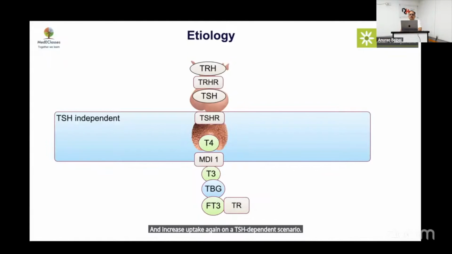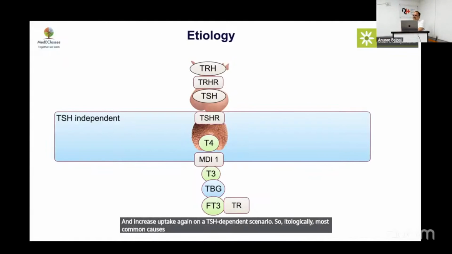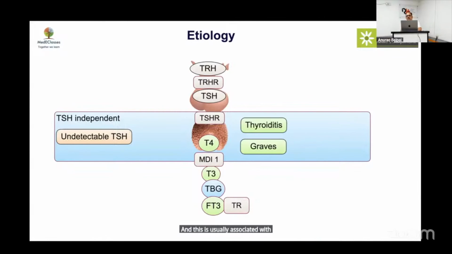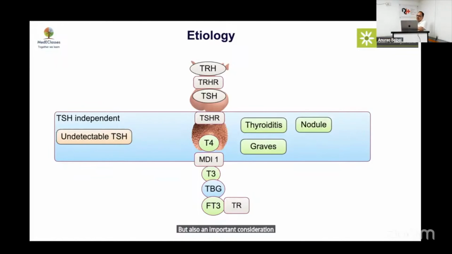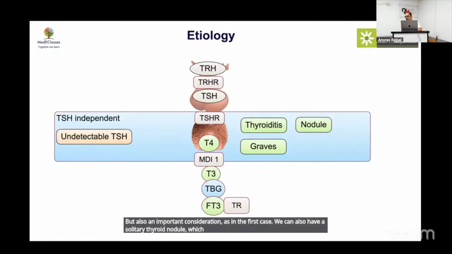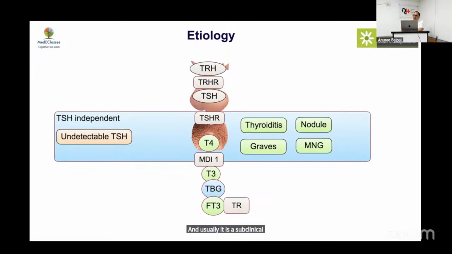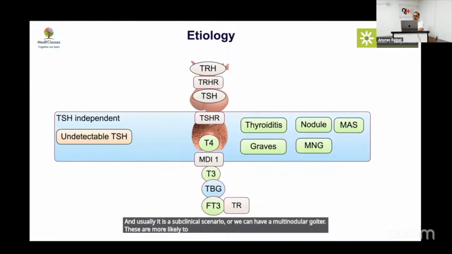So etiologically, the most common cause is TSH independent, and this is usually associated with the antibody, which is Graves', or rarely thyroiditis, less common in children, but also an important consideration as in the first case. We can also have a solitary thyroid nodule, which can produce thyroid hormone; the amount of production is lower here, and usually it is a subclinical scenario. Or we can have a multinodular goiter, which is more likely to be present in the elderly.